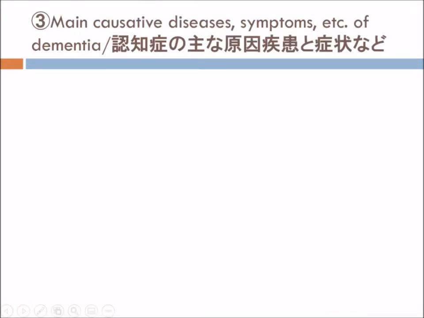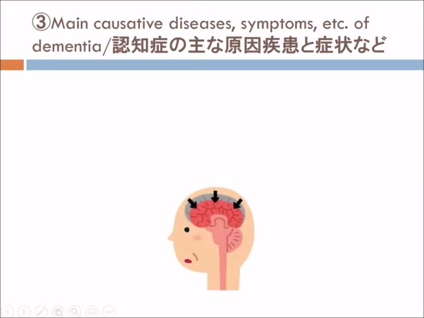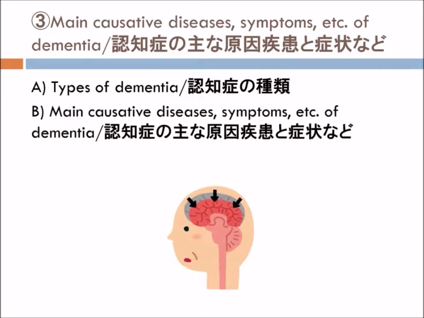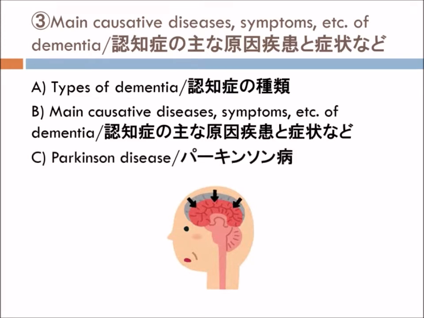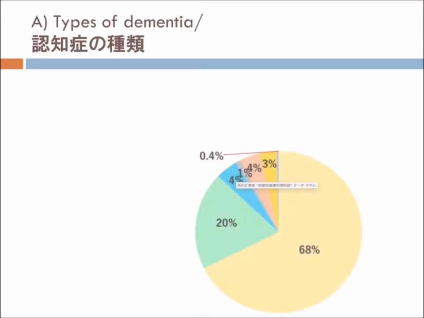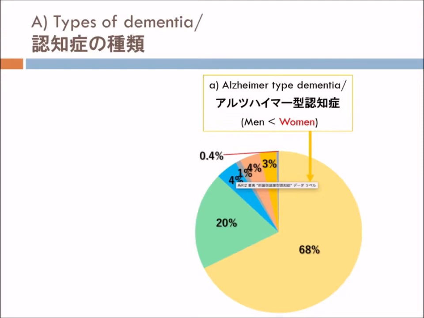3. Main causative diseases, symptoms, etc. of dementia. There are 3 parts. Types of dementia. Main causative diseases, symptoms, etc. of dementia. Most dementia is the Alzheimer's type of dementia. Generally, more women suffer from it than men.